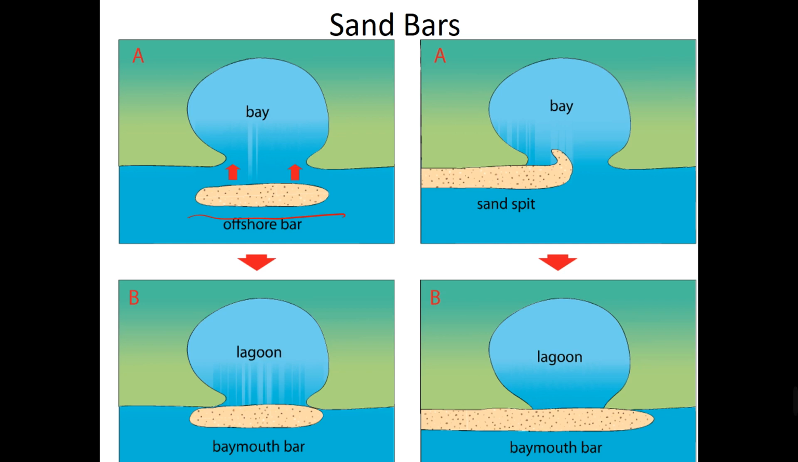Okay, so in A, you've got the offshore bar, it's still off the coast. In B, the offshore bar has moved in to block off the bay, and it's now known as a bay mouth bar because it's a bar that's across the mouth of a bay. The area behind it now is completely closed off, and when this is completely closed off, you'll get a saltwater lake called a lagoon. So it's no access to any source of water, and it will eventually dry up.